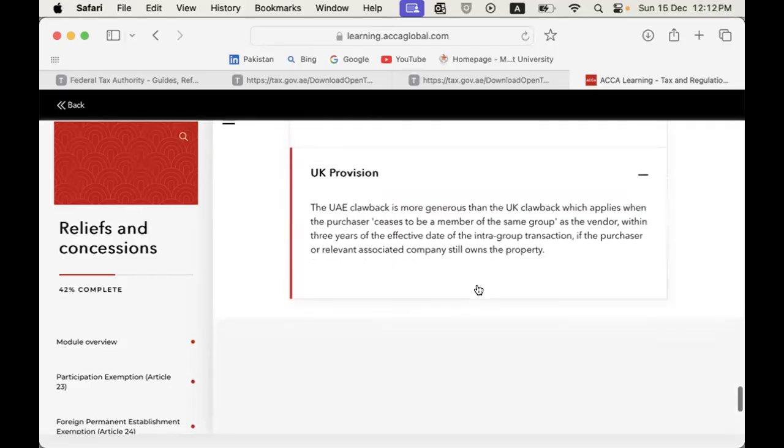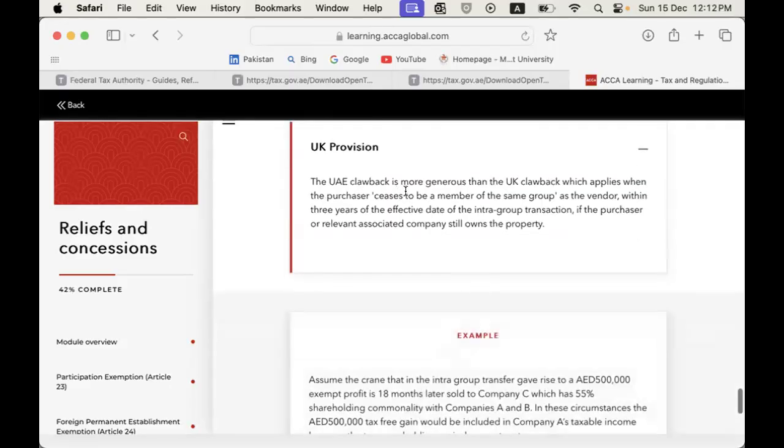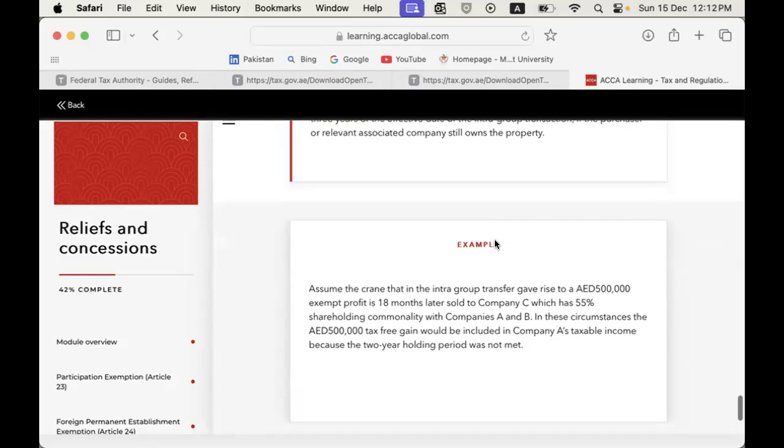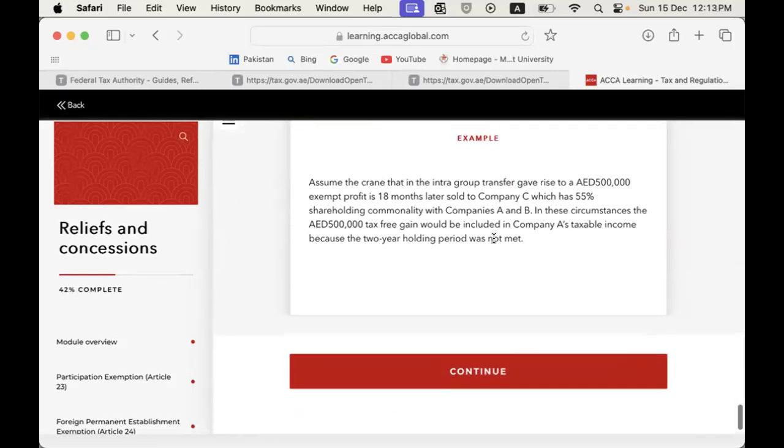So they have given a UK provision as well. UAE clawback is more generous than the UK clawback, which applies when the purchaser ceases to be a member of the same group as the vendor within 3 years of the effective date of the intragroup transaction, if the purchaser or relevant associate company still owns the property. So I think 3 years rule is there in UK.